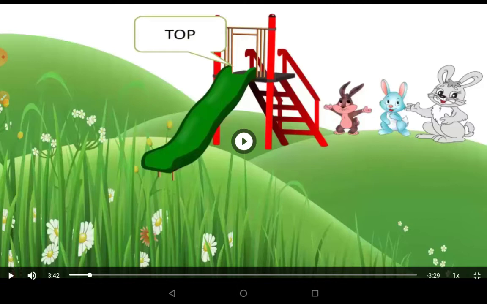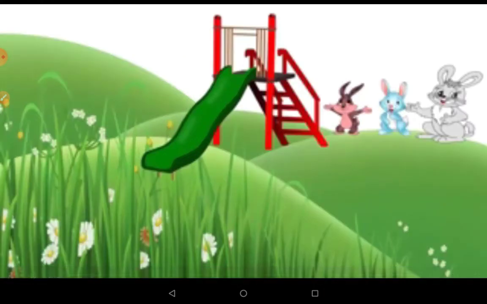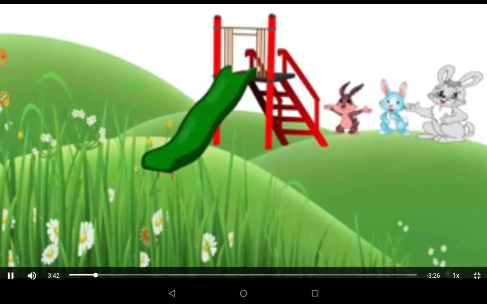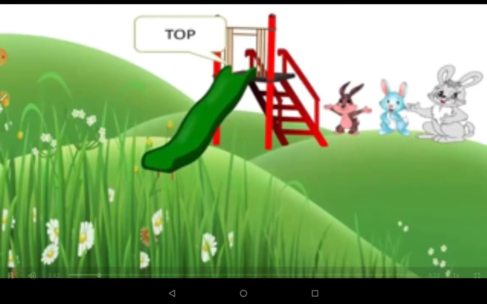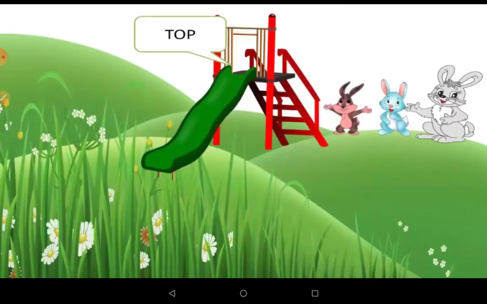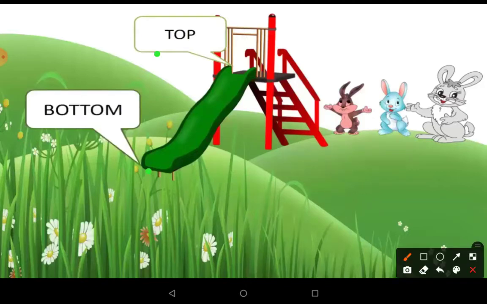Can you see what it is? It is a slide, right? So let's see what they learn here. See, that is a top, and then look at that, that is the top of the slide. Can you see the top of the slide? And then the bottom of the slide.